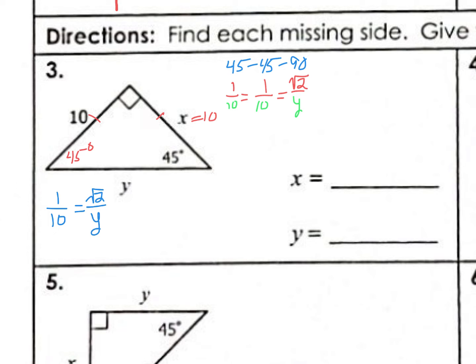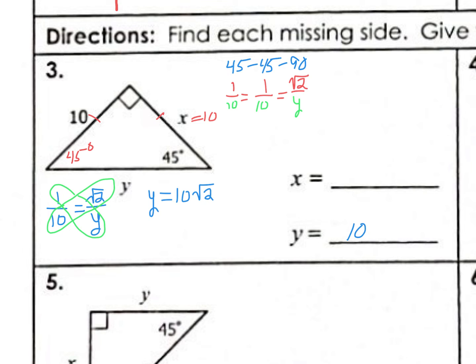And remember, to solve a proportion, we are going to cross multiply, right? So 1 times y is going to give us y equals, and then 10 times the square root of 2 is going to be 10 square root of 2. And so that is our value for y.